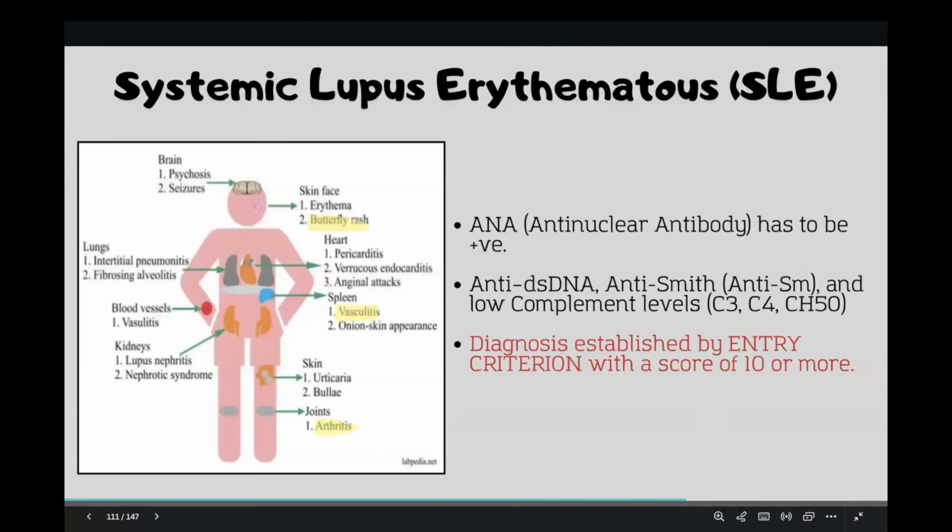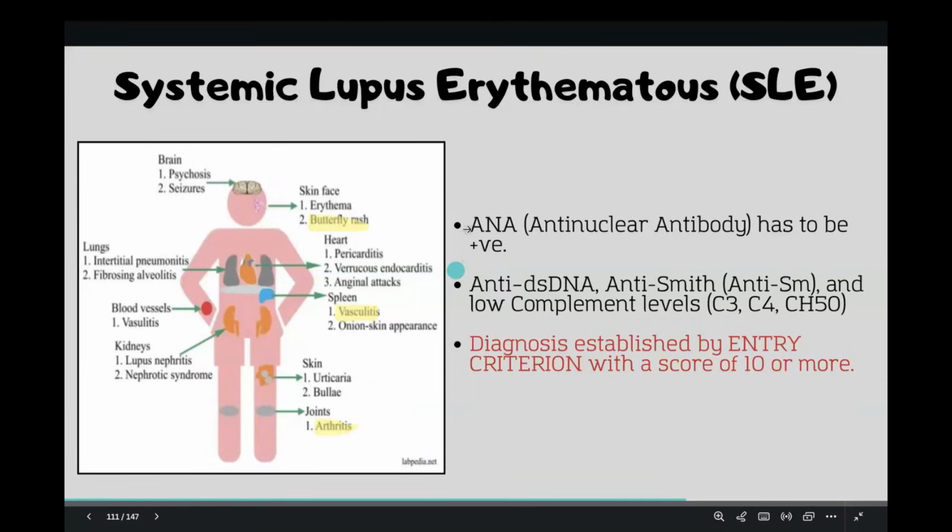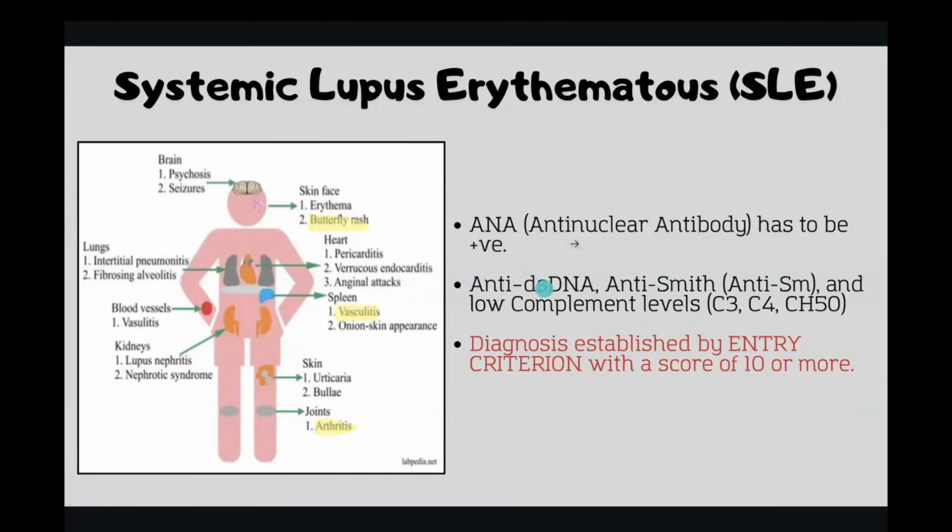So in SLE, what's most important, as I said before, is that ANA has to be positive. I cannot diagnose SLE with ANA alone. What are other antibodies that can be positive? We have the anti-double-stranded DNA, anti-Smith, and low complement levels. We diagnose SLE by a criterion called the entry criterion. You don't need to memorize what it is about. Just know that the entry criterion is used for SLE.